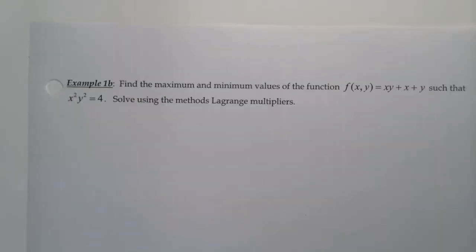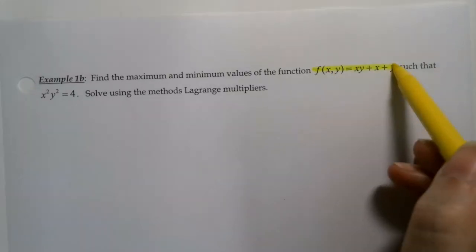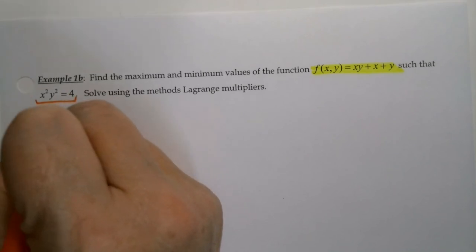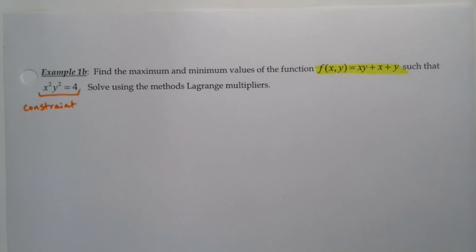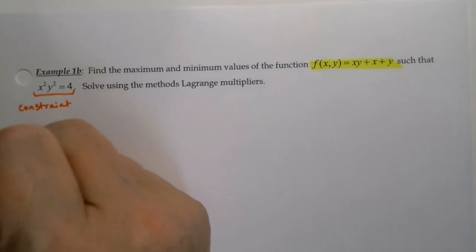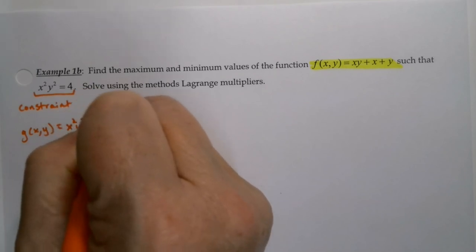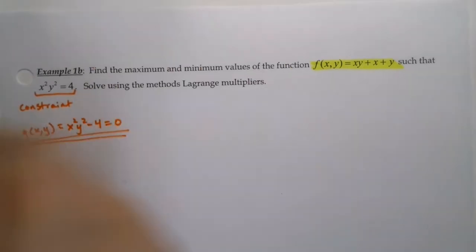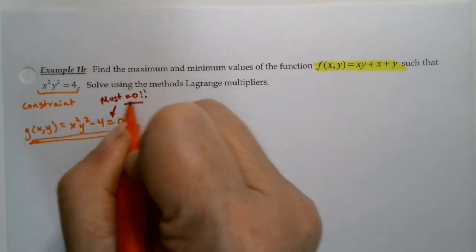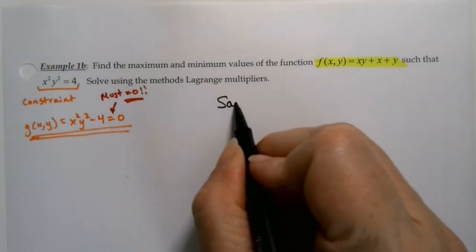Okay, so let's see. We have our objective function. It's still right here. We still have our constraint right here. The problem is, if you remember in the method, it said the constraint must be set equal to 0. So we're going to actually rewrite that into g of x, y is x squared y squared minus 4 equals 0. That is the constraint we will use, right? It must be equal to 0. Can't stress that enough, otherwise it won't work. All right, so we're going to do the same problem, but a different method.